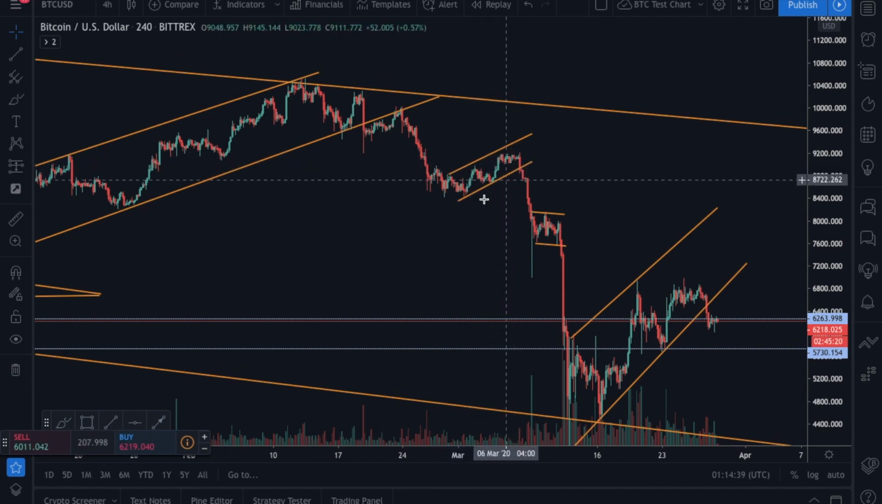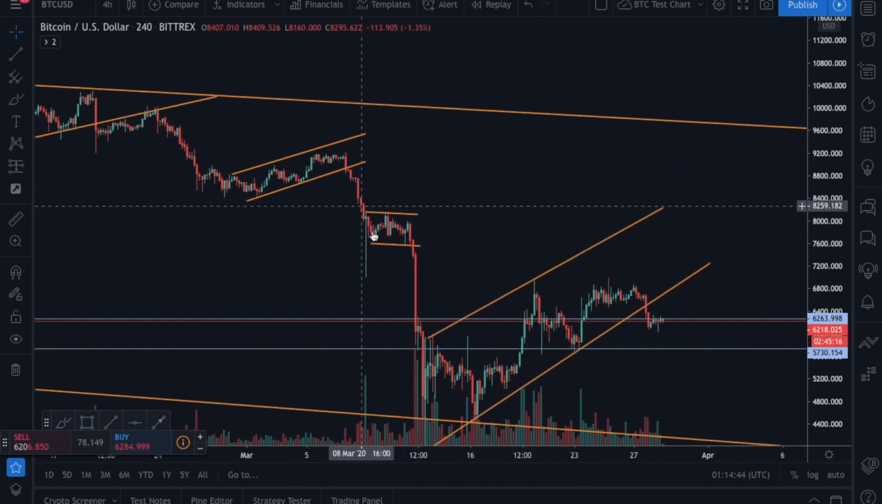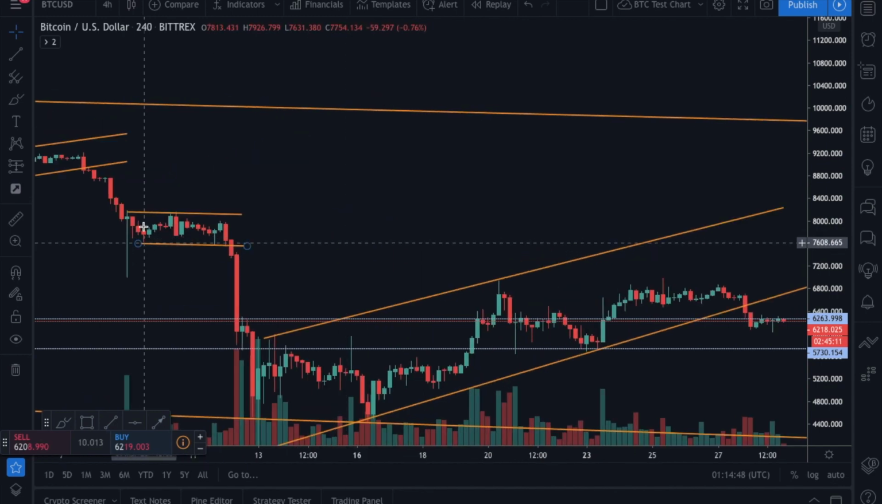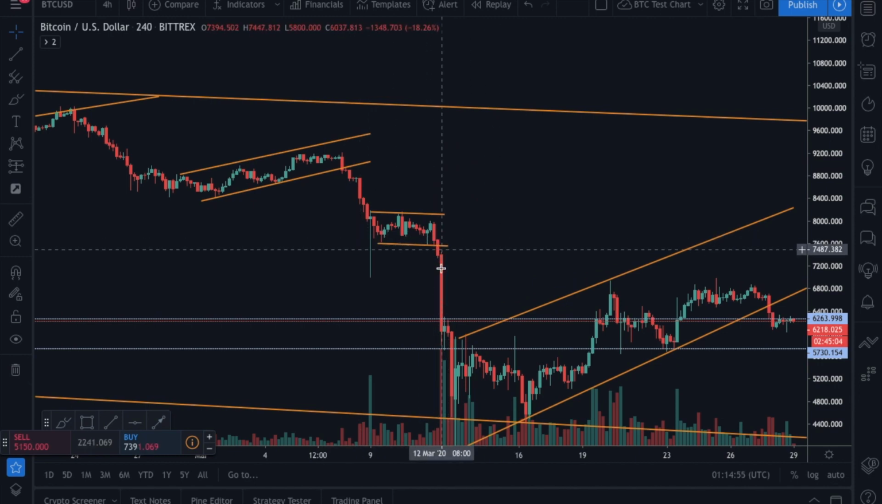But as soon as the support of the trend was broken, price went directly in a downward direction. Same here, the price went in a sideways direction, indicating a horizontal channel, and as soon as it broke the support area, price went down.